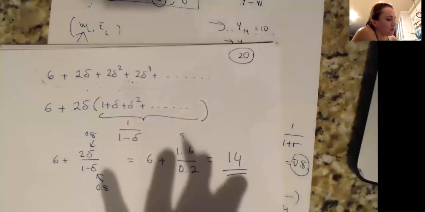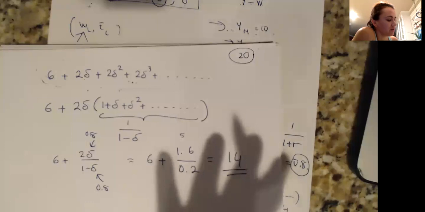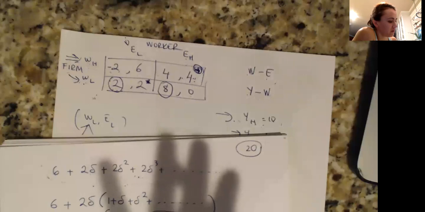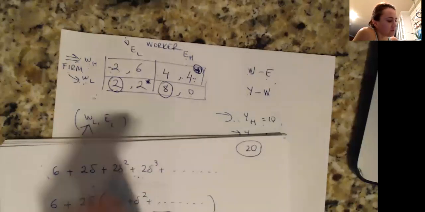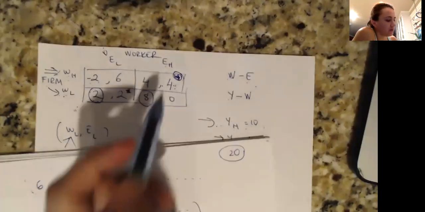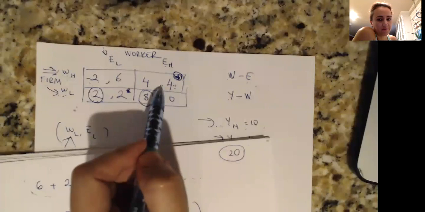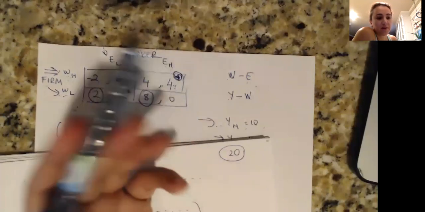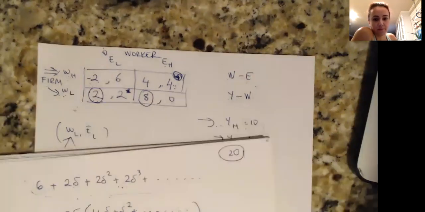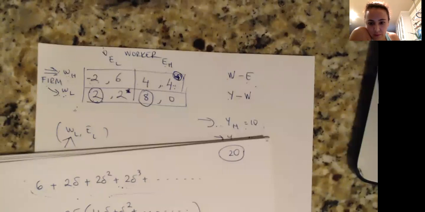All right, so here in this part, we checked the best response of the worker. So here we show that if the firm keeps playing WH, the worker is going to cooperate and he's going to play EH. The next step is, should the firm play WH? I guess that's the next part. Let's see. Okay, I'm looking at part C.